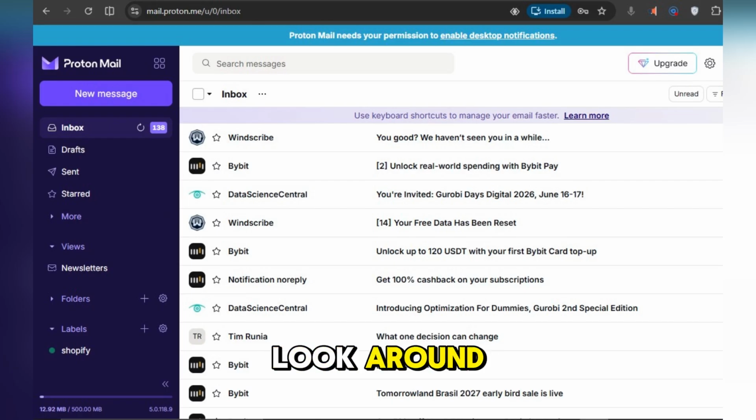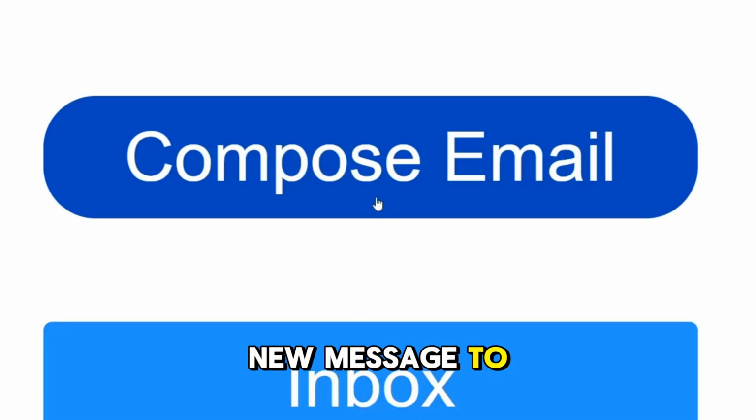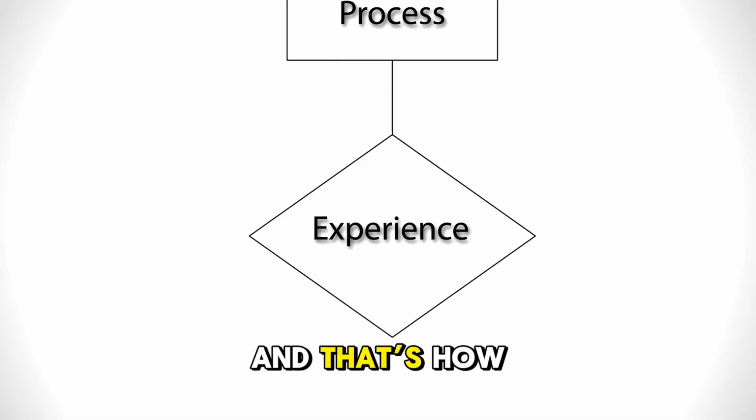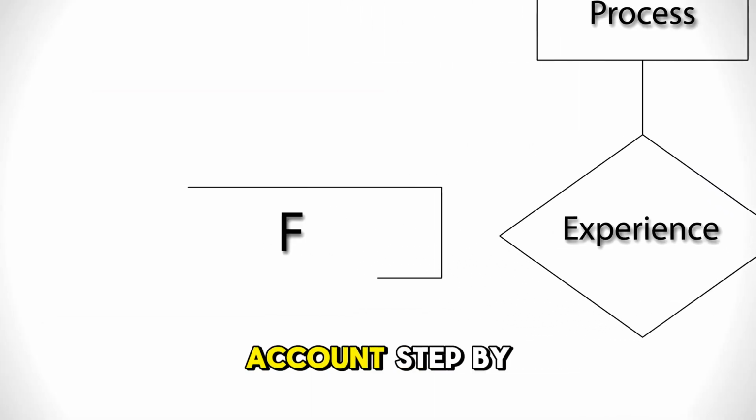Here's a quick look around. On the left side, you'll see Inbox, Sent, Drafts, and Trash. You can click New Message to send your first secure email. And that's how to create a ProtonMail account step by step.